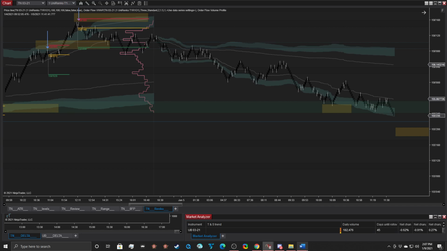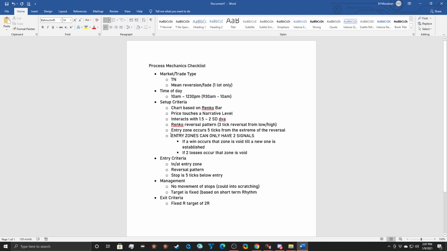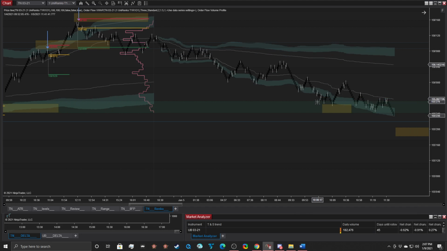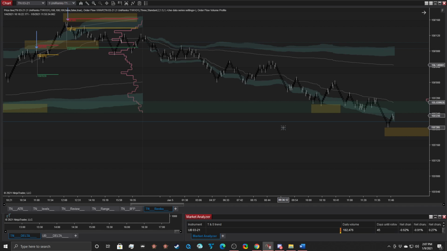Now, whenever it comes to risk rules for myself, there's a little note here. Entry zones can only have 2 signals. In other words, I can only take 2 trades for any one entry zone. If a win occurs for that zone, it becomes void and I don't need to trade it anymore until a new one is established. If 2 losses occur in that zone, it's also void, so I don't need to trade it any further. The total R value I'd be willing to risk on a day is probably 4R. So that'd be 2 zones that just completely don't work.